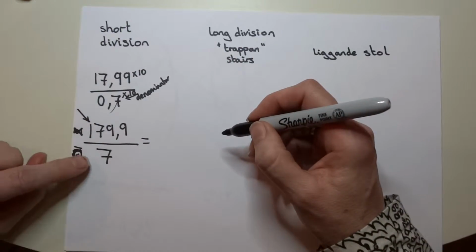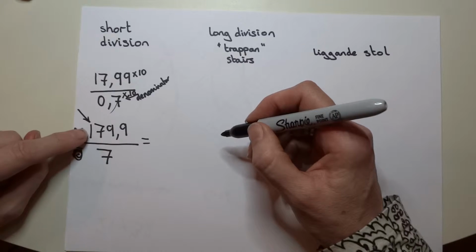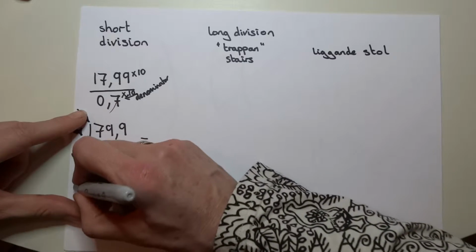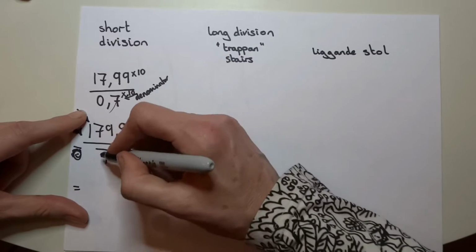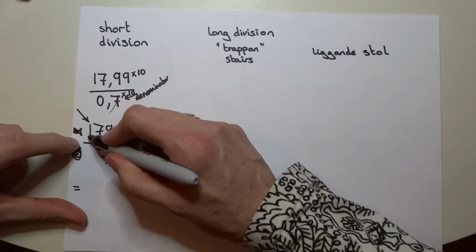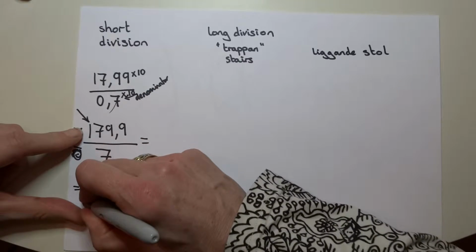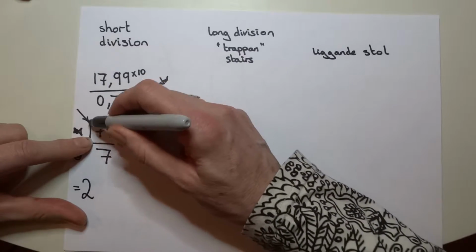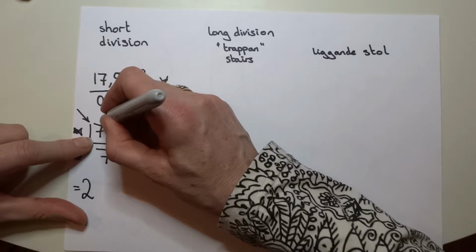The short division method is 7 into 17. How many times does 7 go into 17? Let's write down here so we've got space over here for our liggande stol. 7 times 2 is 14, and we had 17 here. So we'd have 2 sweets each, but 2 sevens are only 14, and we had 17 here. So that means we've got 3 sweets left over.